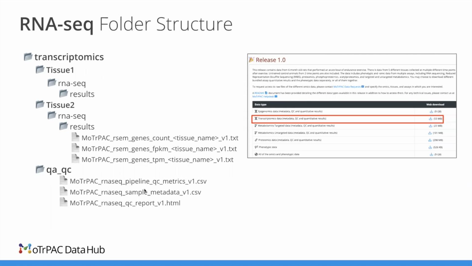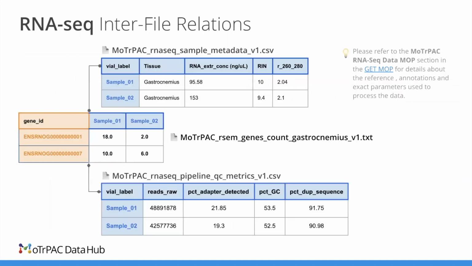One is the pipeline QC scores, which are metrics that we compute while processing the reads from each sample. And the second file contains metadata information about the sample preparation. Now, for each tissue, we have the name of the assay. In this case, we have one transcriptomics assay, which is RNA-seq. And then we have the results for that assay in that particular tissue. For RNA-seq, we have different data tables that provide gene level information for each of the samples.